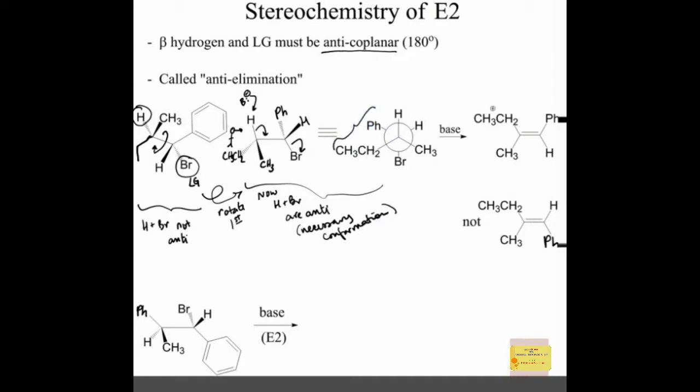After I do the elimination, the phenyl and the ethyl are required to still be on the same side. I can see it in this drawing too here. The ethyl is a dash, the phenyl is a dash. They're both behind the page.